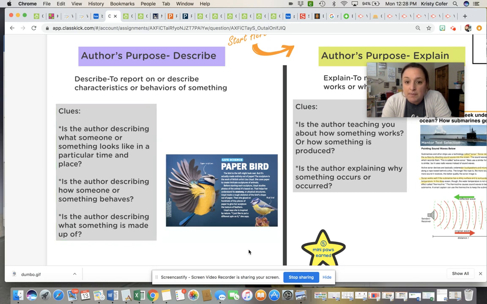So remember our mentor text of the paper bird? The author was explaining how the artist uses paper to make these intricate paper birds that look like the real ones. So the article told us lots of details about how she studies the birds and how she glues the tiny pieces together to look like feathers. So they were describing the art form of making these paper birds. All right, so let's switch our gears.